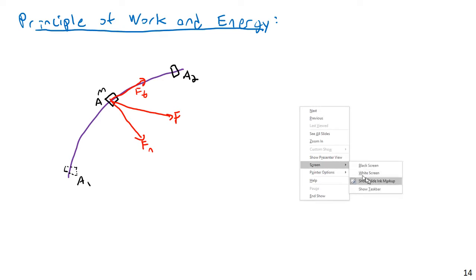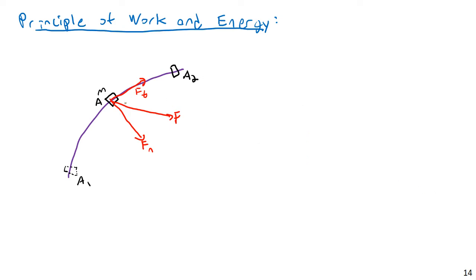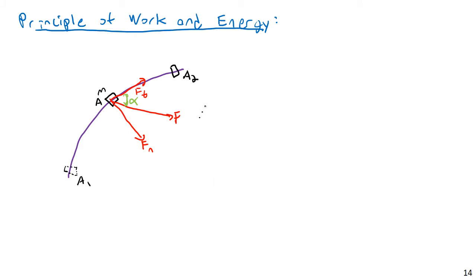But anyway, we know that only the Ft is going to do any work on the body. We've seen this previously. And the angle between the force and the path of the object at a point would be alpha. Now, let's say I want to look at this here.